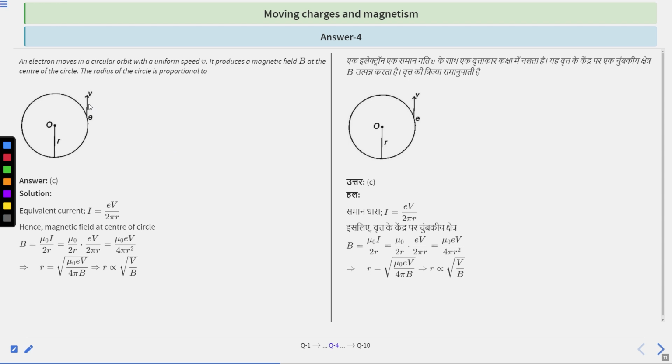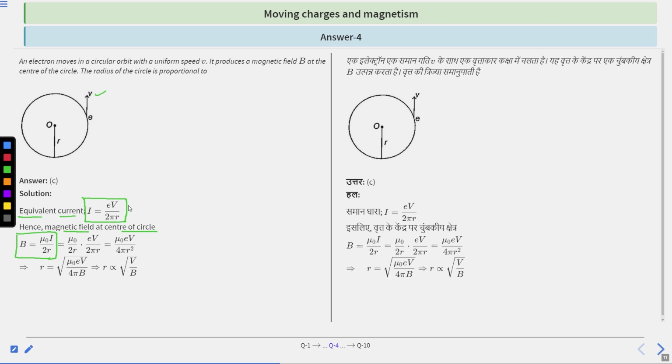So according to the question, this is the circular orbit of radius r, and an electron is moving in the circular orbit with velocity v. We have to find what the radius of the circle is proportional to. So we know the equivalent current I is equal to ev divided by 2 pi r. This is the equivalent current formula, where 2 pi r is the circumference of this circular orbit. Hence the magnetic field at the center of the circle is B equal to mu naught I divided by 2r. Clear?